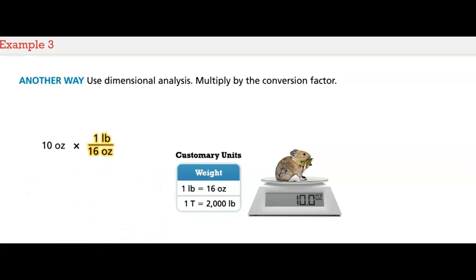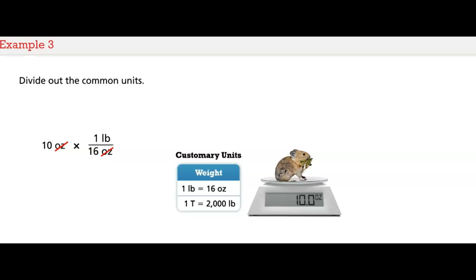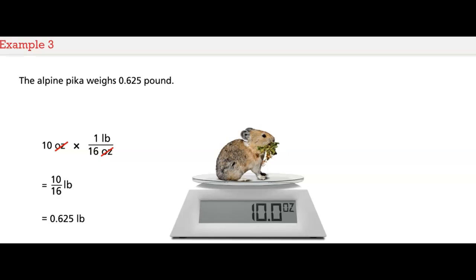Why is this form of the conversion factor useful? By using this form of the conversion factor, we can divide out the common units. Ounces cancel out of the expression, so the equivalent expression is 10/16 pound, which in decimal form is 625 thousandths of a pound. The alpine pica weighs 625 thousandths of a pound.